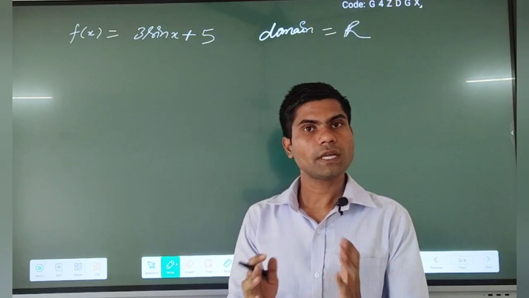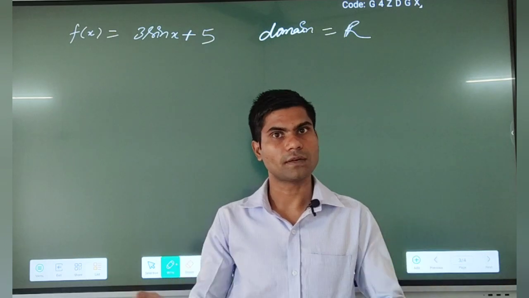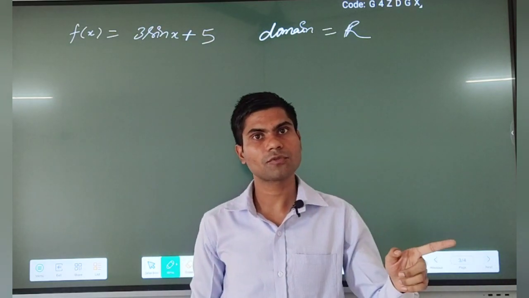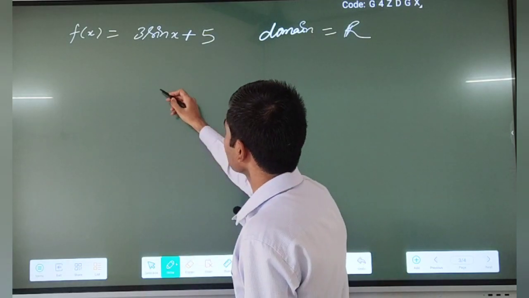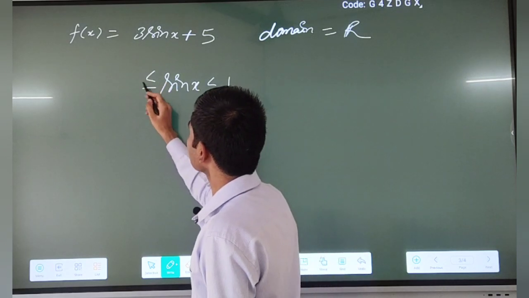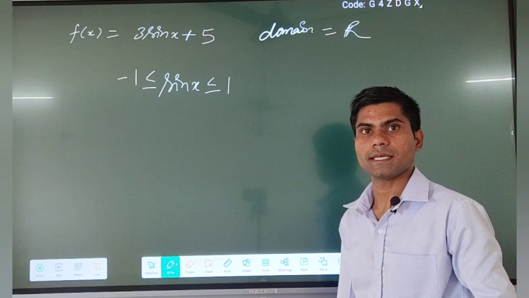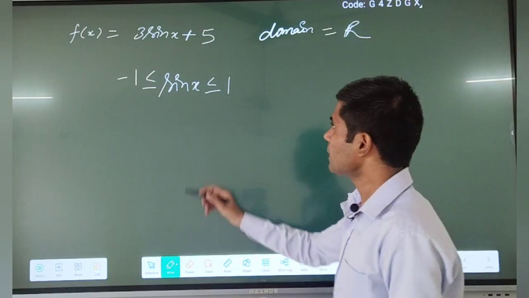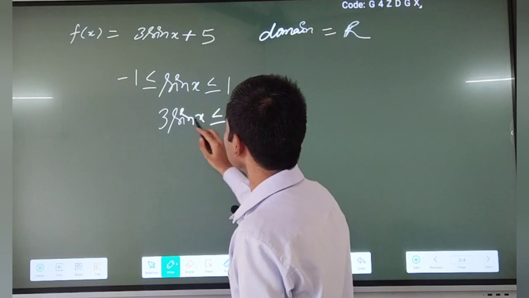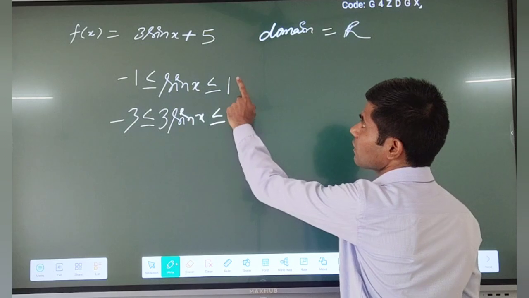Instead of x we can put any number, but sin x lies between minus 1 and 1. What is the maximum value of sin x? Plus 1. And the minimum value of sin x? Minus 1. So here we can write one thing, sin x is less than or equal to 1 and greater than or equal to minus 1. But in the question we have 3 sin x. So multiply by 3. So it will be 3 sin x less than or equal to 3 and greater than or equal to minus 3.